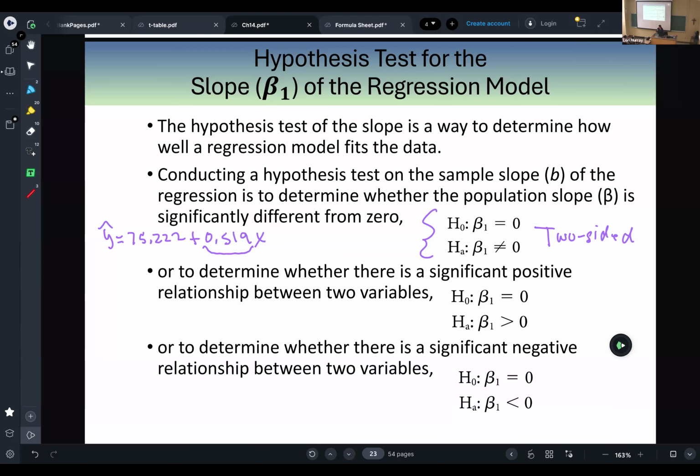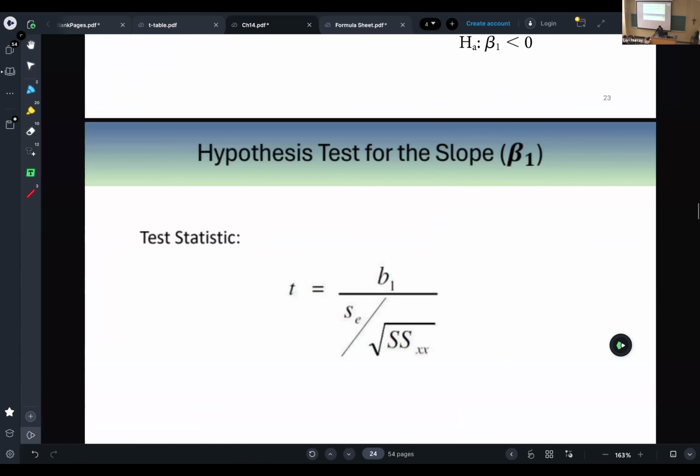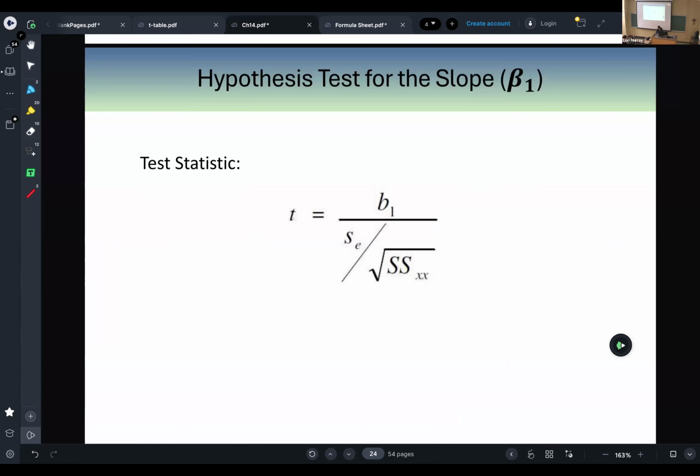So we do have a slope of 0.519, but we want to test with the data if it could be 0 given its standard error. So how do we do this? We get the test statistic. This is the slope, our 0.519. So we would do it like this, 0.519, and then we have the standard error of the model.